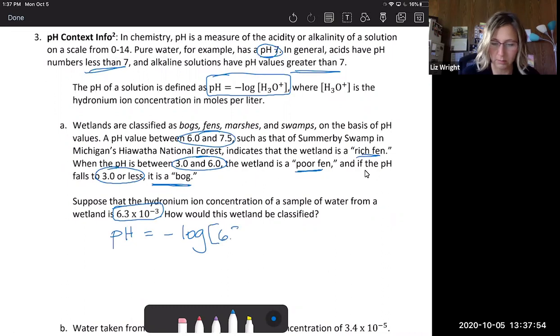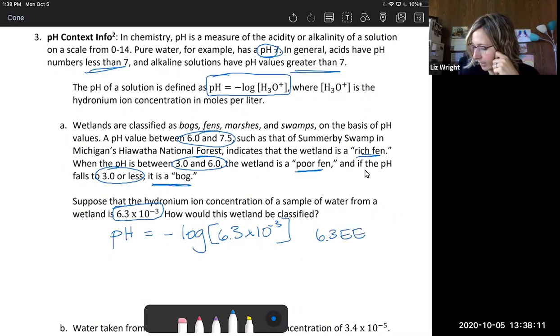6.3 times 10 to the negative third. And so in your calculator, again, you're going to use the E button when you're doing this. So in my very basic calculator, I'm going to do 6.3, and then my calculator has a double E button. It's right above the number 7 if you're borrowing one of my calculators. So 6.3 EE, and then I'm going to do negative 3. And then while that's in my calculator, I'm going to hit the log button.